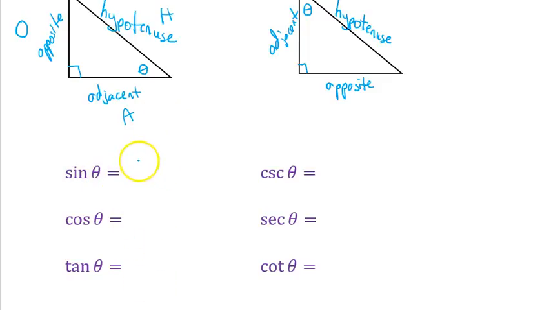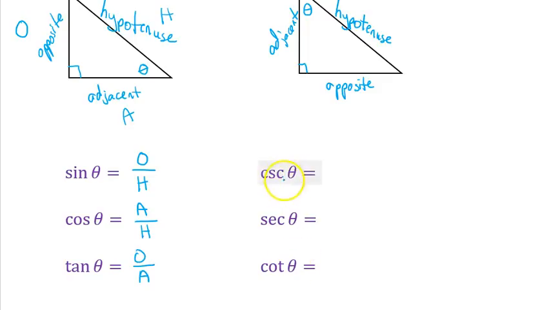Sine is opposite over hypotenuse. Cosine is adjacent over hypotenuse. Tangent is opposite over adjacent. And we're just making little ratios out of those. We'll get more in depth with these later, but we're just determining what those relationships are today.